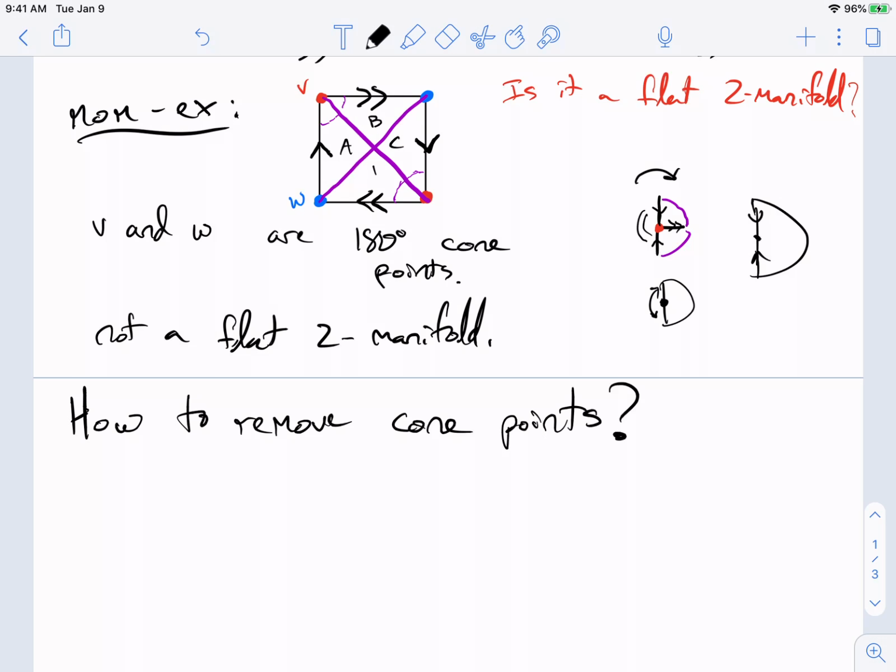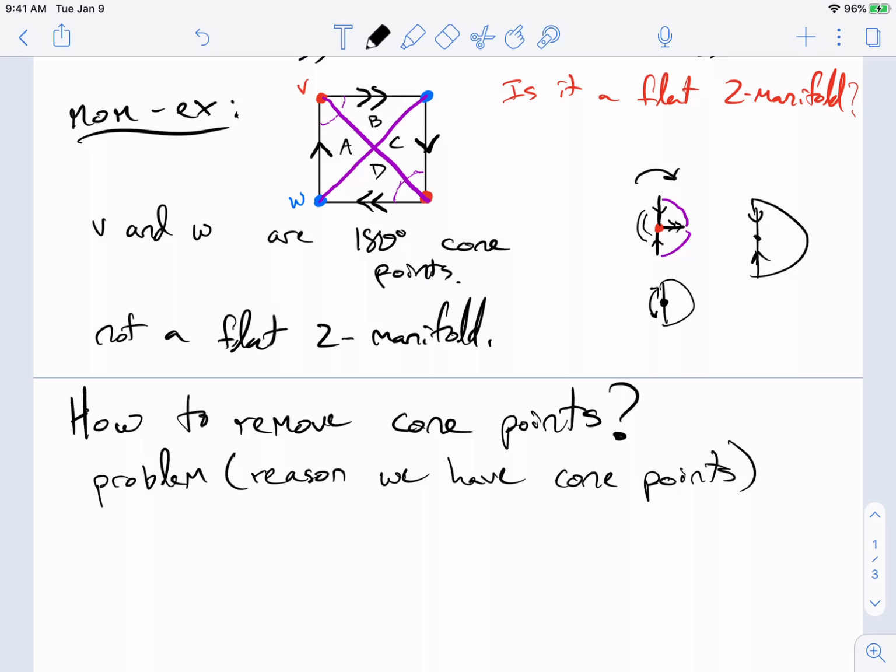Triangles, I'll call them A, B, C, and D. You say the problem. So the problem, the reason that we have cone points is that these triangles are all isosceles triangles, right? And the outer angles of these triangles are too small because when I glue together V, what are these angles? These are 45-degree angles, right? So V is given by gluing 4 of these 45-degree angles together. That's giving me 180 degrees, which is not 360. It's not enough.